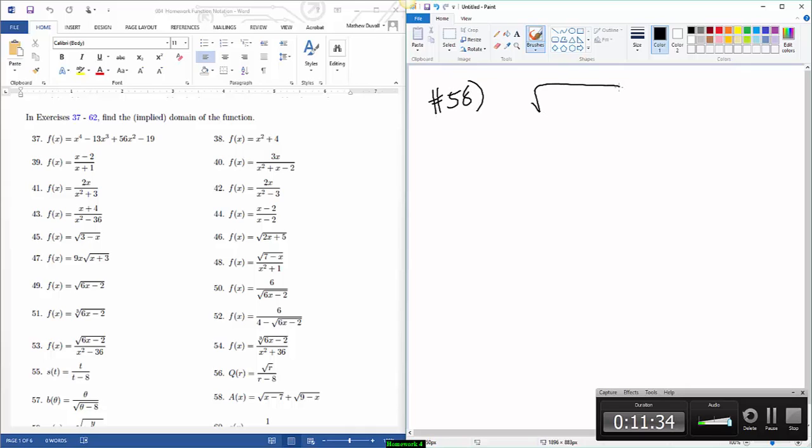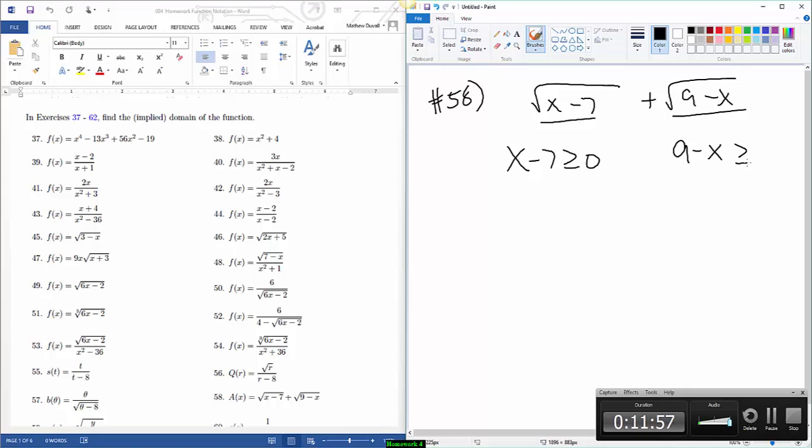This is the square root of x minus 7 plus the square root of 9 minus x, and I'm trying to find the domain. Now we said we can't have a negative number inside of either of our square roots. So I have to set this one greater than or equal to 0, because that's stating 0 or positive numbers, and this 9 minus x is going to be greater than or equal to 0.